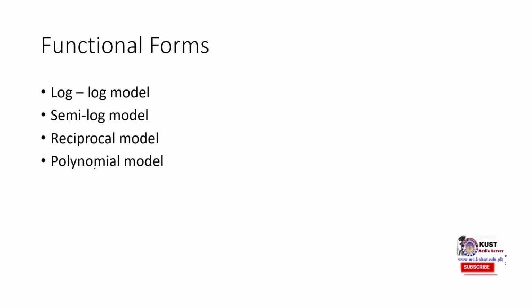So let's discuss the different functional forms that we have. We have a log-log model, then a semi-log model, then a reciprocal model, and then a polynomial model. And we would discuss all these models. The simplistic functional form that we had in our previous example, the left side graph, was the linear functional form, where the relationship between the dependent and the independent variable is graphically represented by a straight line.